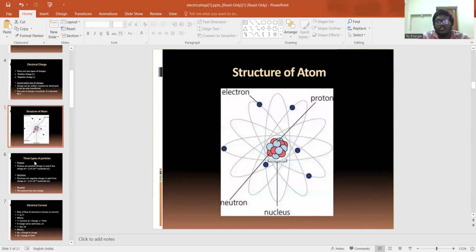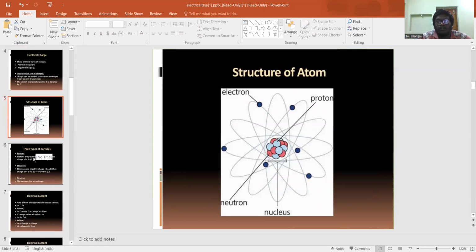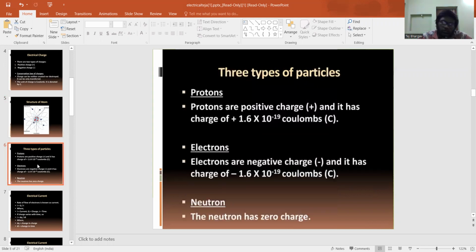Here we see the structure of an atom, with electron, proton, and neutron, where the nucleus is in the middle. These all move in an arbitrary state. There are three types of particles: protons, electrons, and neutrons. Protons are positively charged, with a charge of plus 1.6 into 10 power minus 19 coulomb. Electrons are negatively charged, with a charge of minus 1.6 into 10 power minus 19 coulomb. Neutron has zero charge.